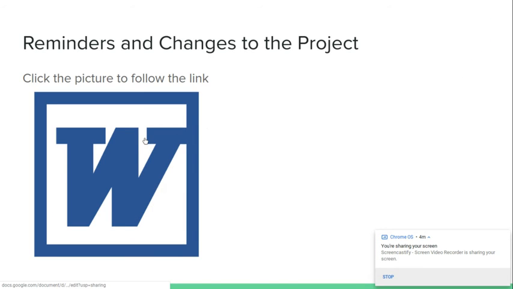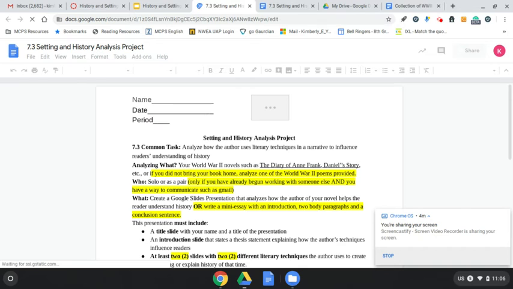Okay, so what I want to do now is go over reminders and changes. Just keep in mind that the purpose of looking at that cartoon was just to review the process that we're going through. Now you're going to be looking at your book or a poem and analyzing, what is revealed about history through that book or poem? And then what are the techniques that are used?